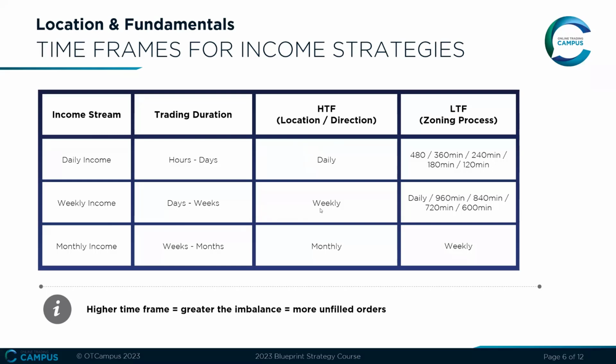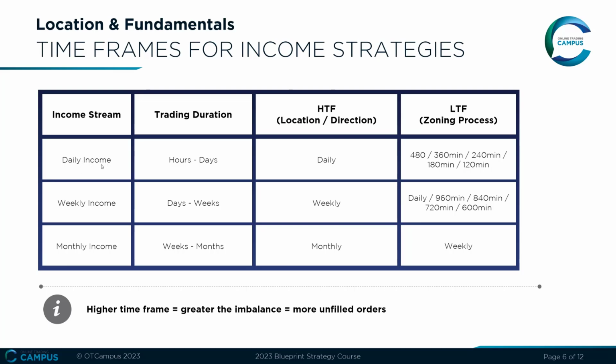Here we would apply a weekly time frame when we look at location or direction, step 1 and 2 of the process. And for monthly income, those are trades that we hold for weeks or months. We would apply a monthly time frame for the location and direction analysis. So it's quite simple so far, right?